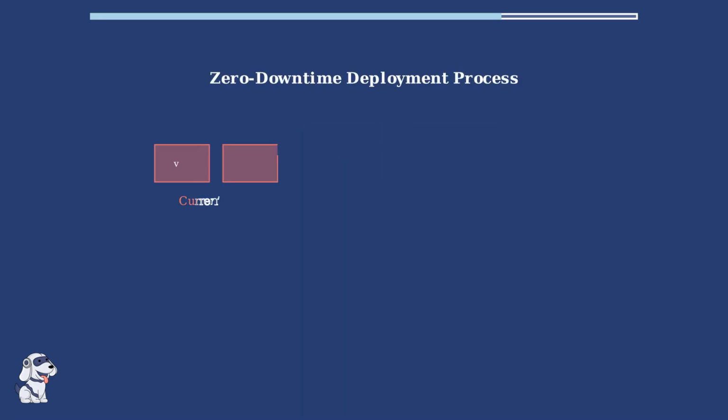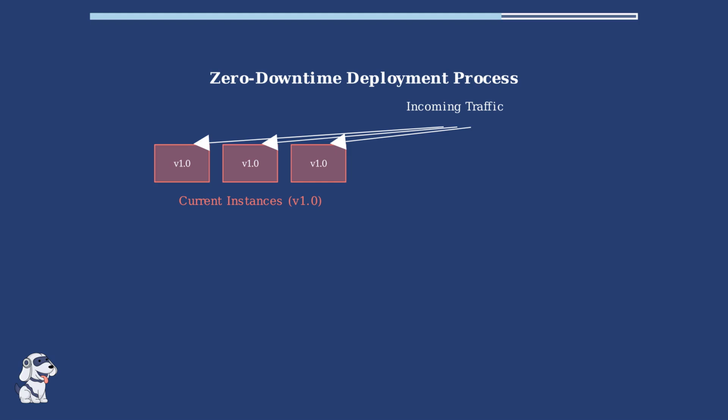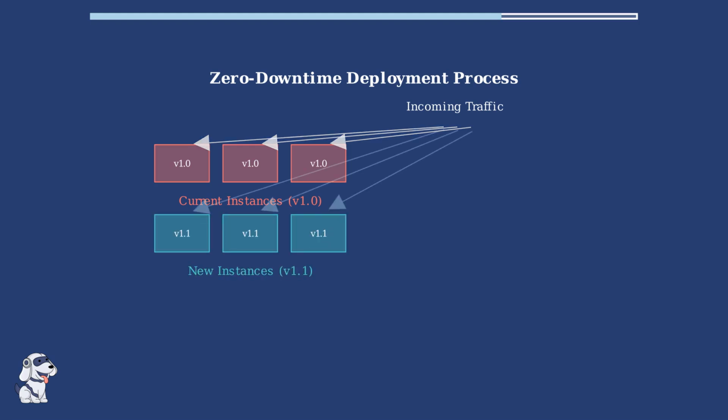When you deploy a new revision, Cloud Run implements a zero downtime deployment strategy. The system starts new instances of the updated revision while keeping the current instances running. Cloud Run starts enough instances of the new revision and waits for them to be ready before directing any traffic to them. This ensures your service remains available throughout the deployment process.